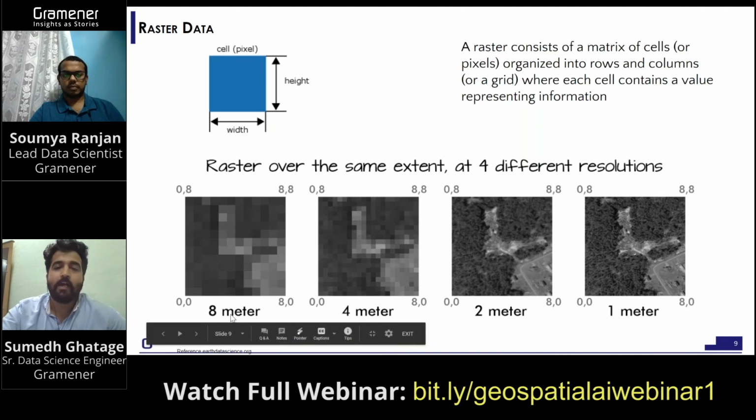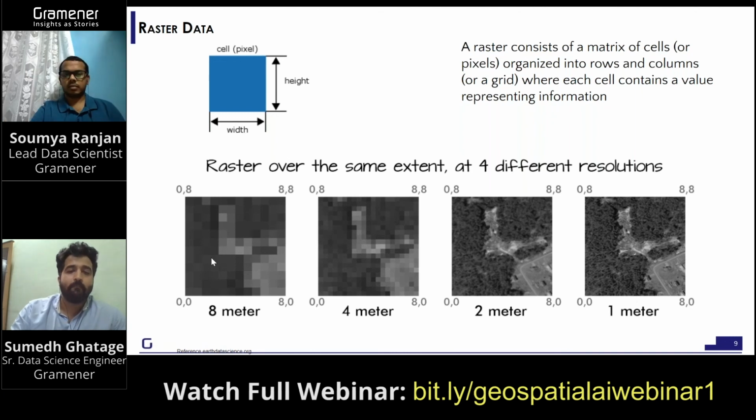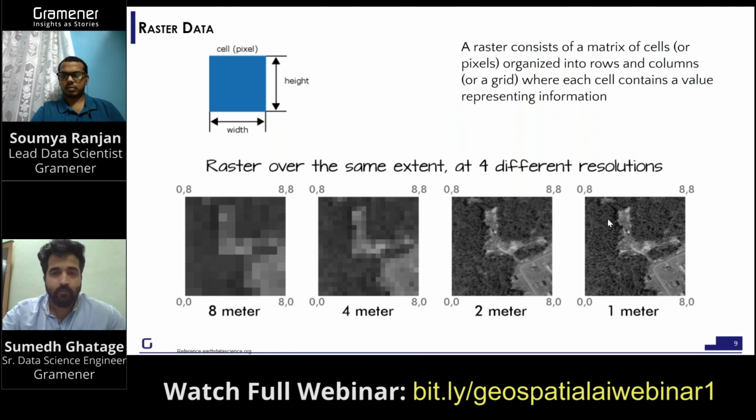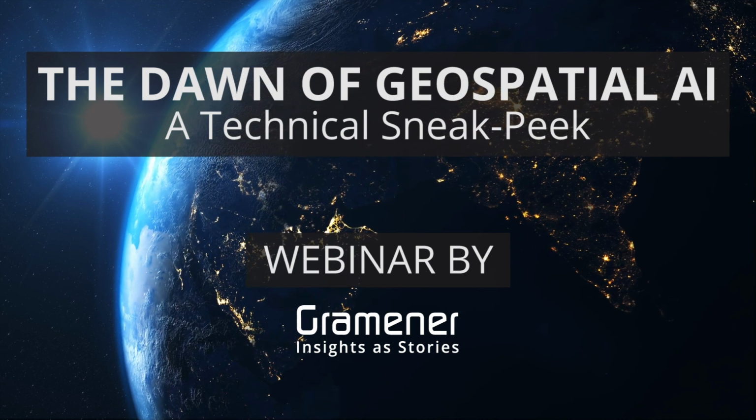So if I have an 8 meter raster, then it's 8 into 8, 64 square meters of area covered by one pixel. Similarly here, 1 into 1 square meter of area is covered by each cell of these images. In this way, we define the raster data sets.